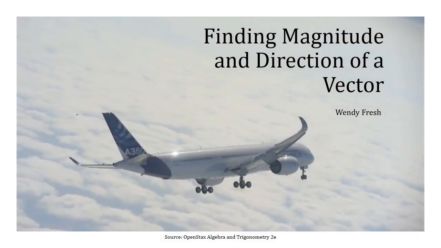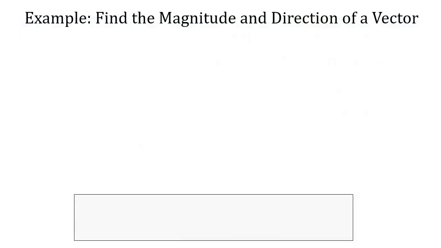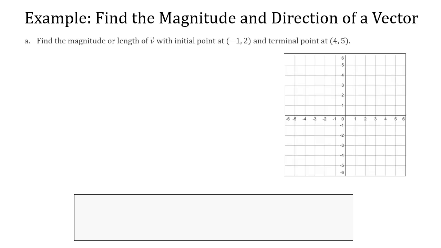In this video, we're going to take a look at finding the magnitude and the direction of a vector. So let's begin with an example. Find the magnitude or the length of vector v that has initial point at -1, 2 and terminal point at 4, 5. Now, we saw in a previous video that the position vector v is 5, 3.